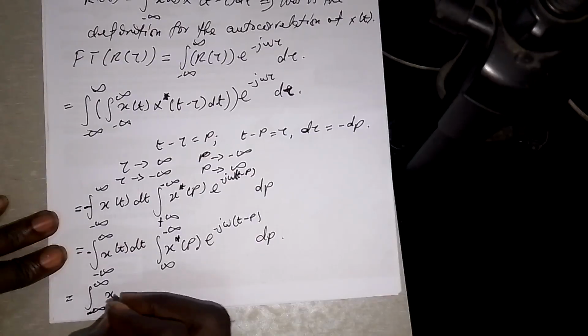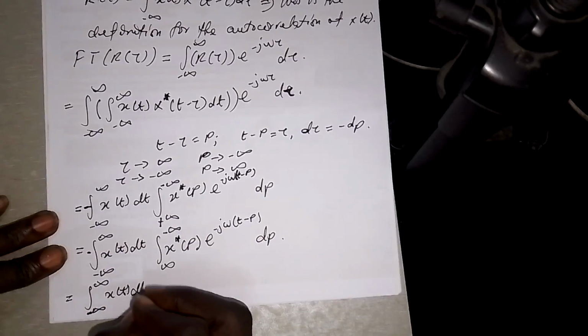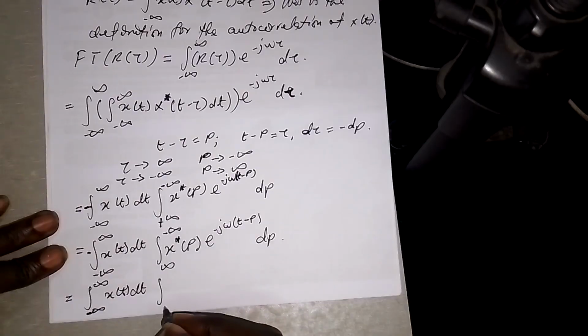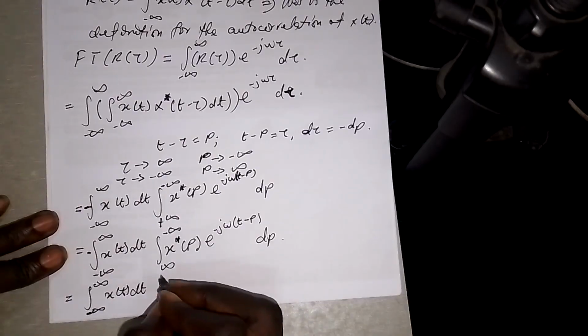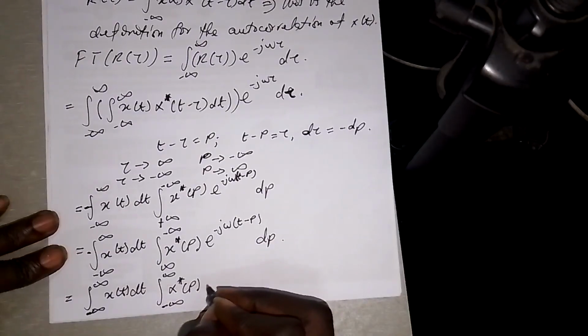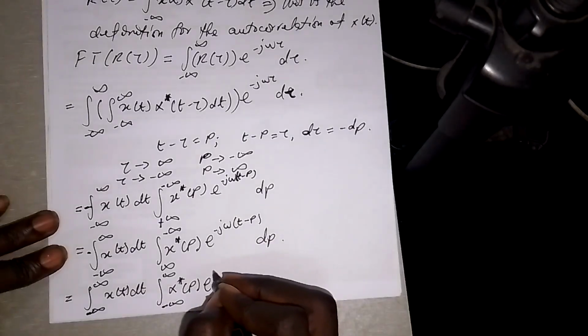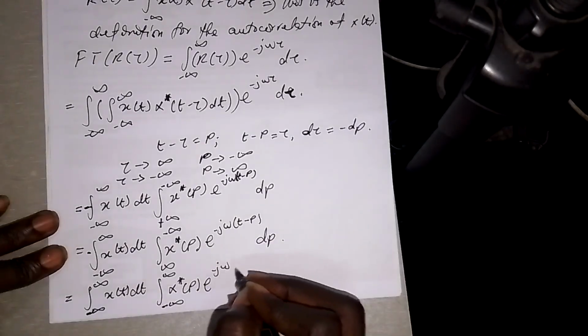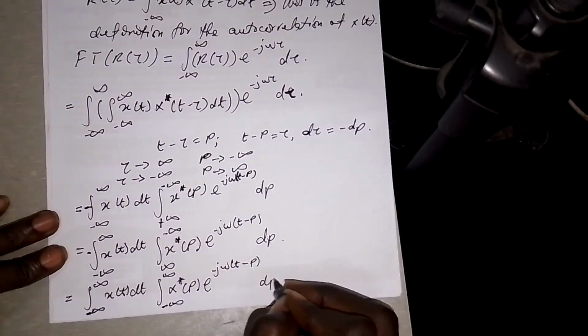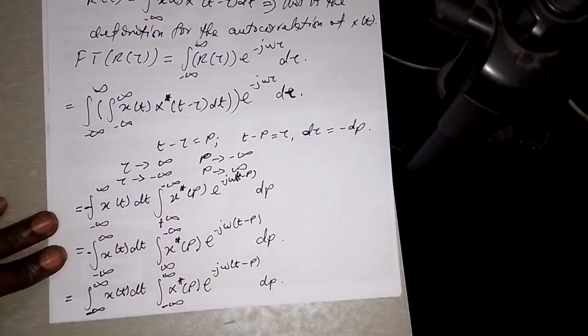x of t dt. Now I'm making it positive instead of negative. That will affect this particular limit, and then this limit will come back to its original state, minus infinity to infinity of the complex conjugate of x(p) e^(-jωt) minus p dp.